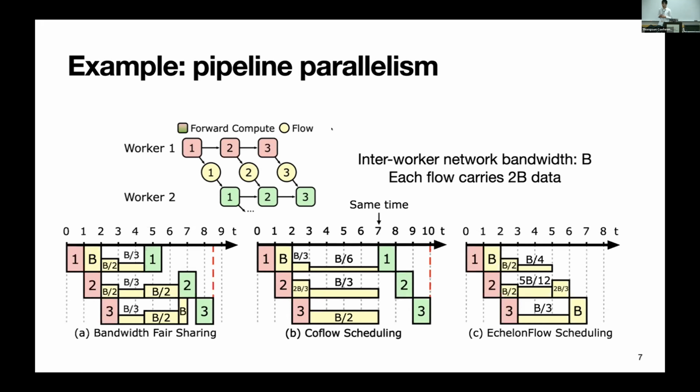In the optimal case, we would maintain the staggered shape of the pipeline to obtain an ideal computation communication pattern and maximize the training efficiency. So in this case, the optimal is able to reduce the iteration time. And we achieve this optimal case with our network abstraction, echelon flow.